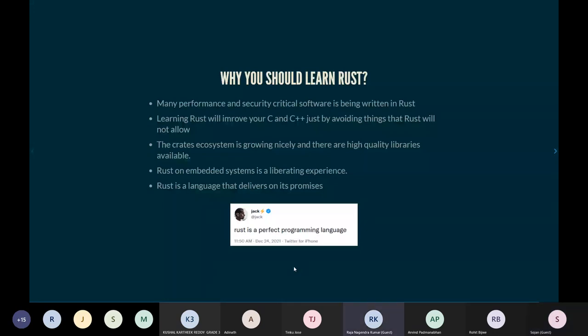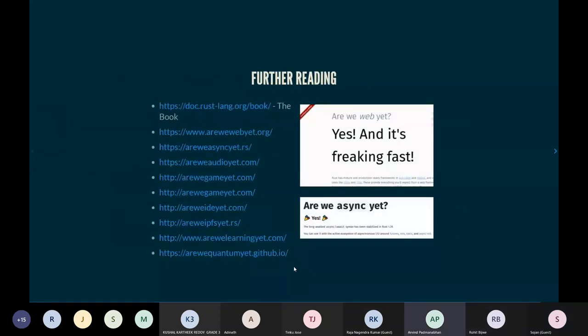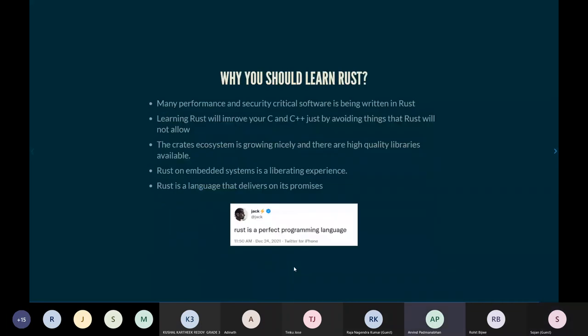Sure, thank you. This is Arvind, I have a question. You said there is no inheritance. So obviously it's not an object-oriented programming language, I would think. So how would you classify it? Is it closer to functional programming or something else?